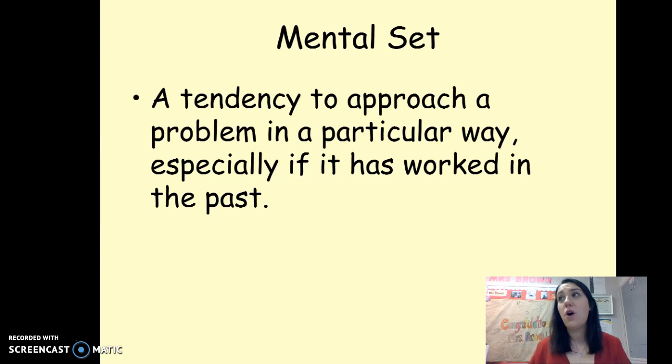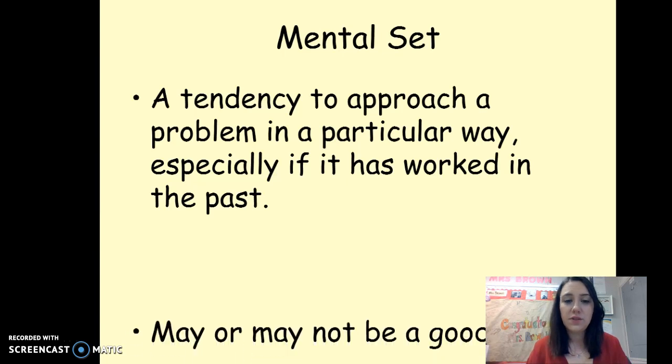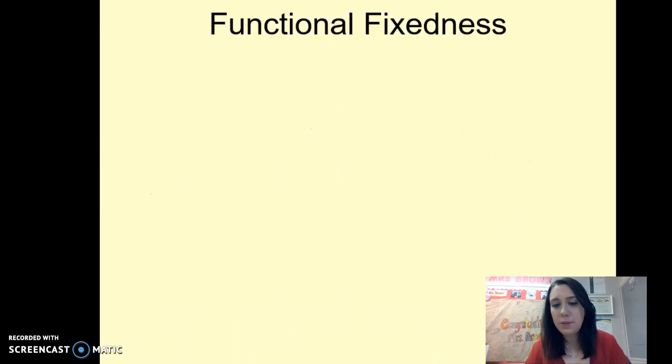If you're like, I've always learned this way, like I've always done flashcards, and then your teacher says, well, you're going to do a fan fold for your vocabulary, or you're going to do Quizlet or whatever, and you're like, but I've always done flashcards, and that's preventing you from being able to learn the vocabulary. That mental set is an obstacle to problem solving. So you have to think about that. It may or may not be a good thing.